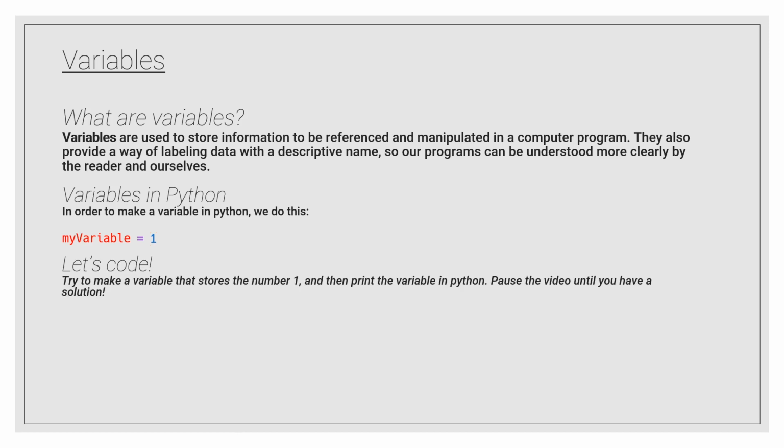And it's time to code. Try to make a variable that stores the number 1 and then print the variable in Python. Pause the video until you have a solution. Welcome back, and let's have a look at the final result. So first of all, we set a variable called my variable to 1, and then we print the variable. When we print, we tell the computer to print my variable, and as soon as it thinks of my variable, it also thinks of 1, so it just prints 1.